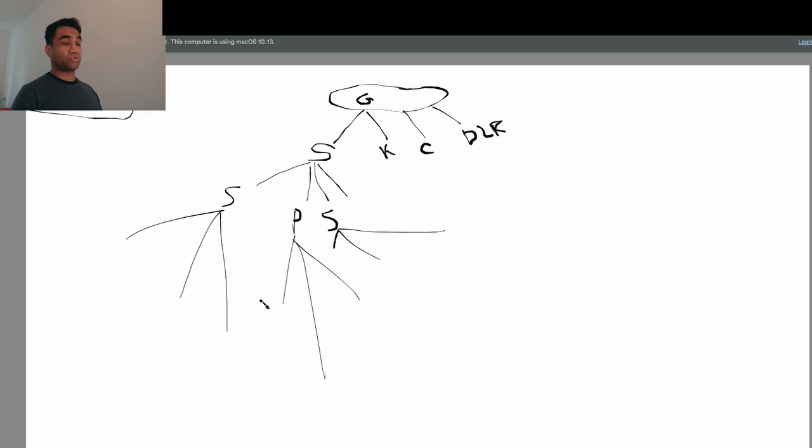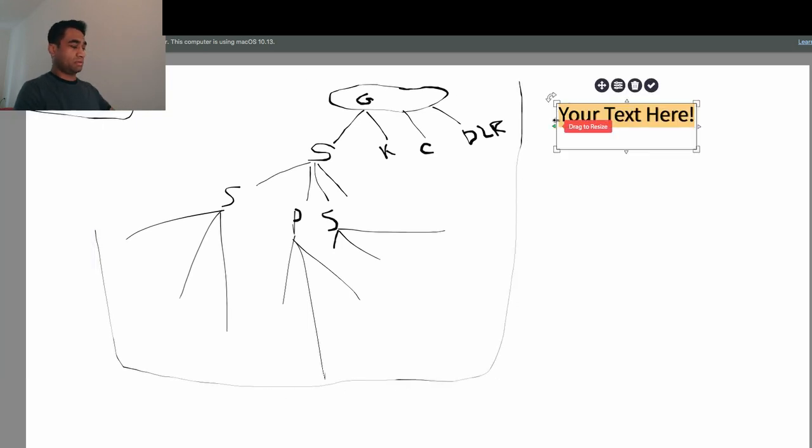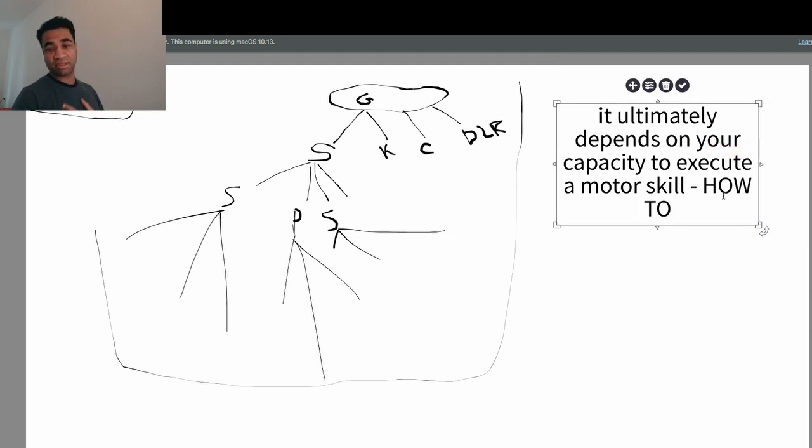But going back to talking about declarative and non-declarative memories, and everything here, it ultimately depends on your capacity to execute a motor skill. See? Depends on how to do things. Okay? If you don't know how to do things, can this mental model support your learning or support your teaching?